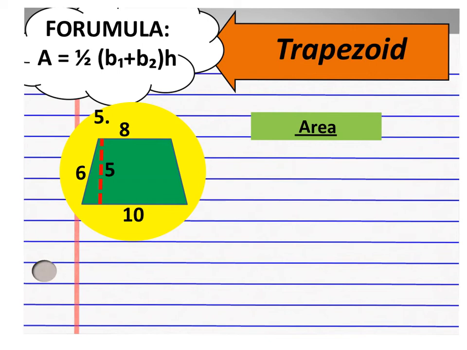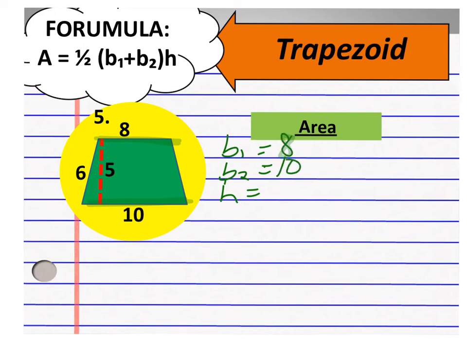Alright, so let's go ahead and identify. Now remember, there's a B1, there is a B2, and an H now. So we got 3 numbers to pick out. Now I'm looking for my parallel sides, and I see my parallel sides here and here. So I know those are my 2 B's, my B1 and B2. So that's an 8 and a 10.